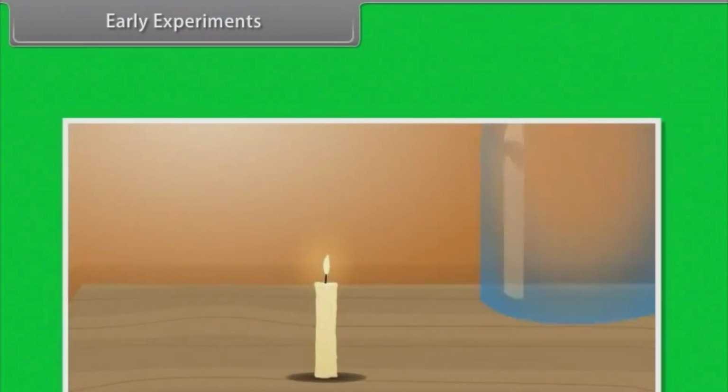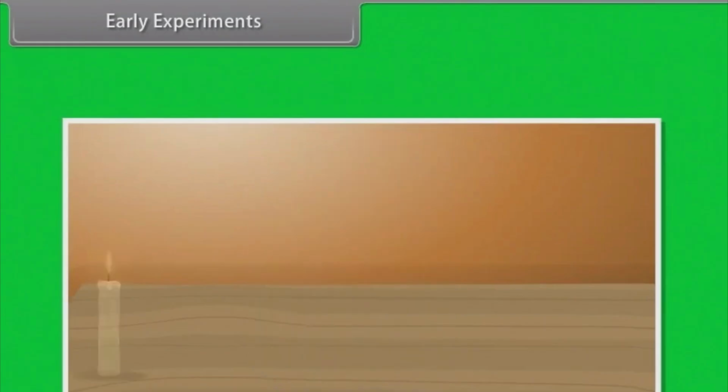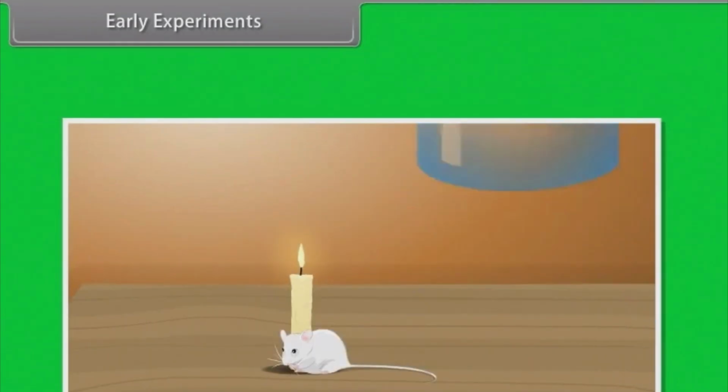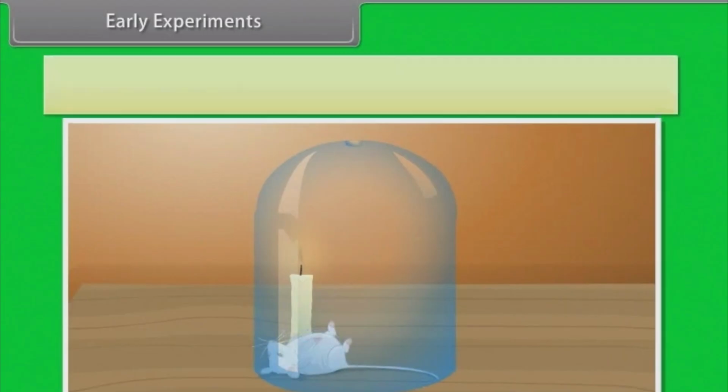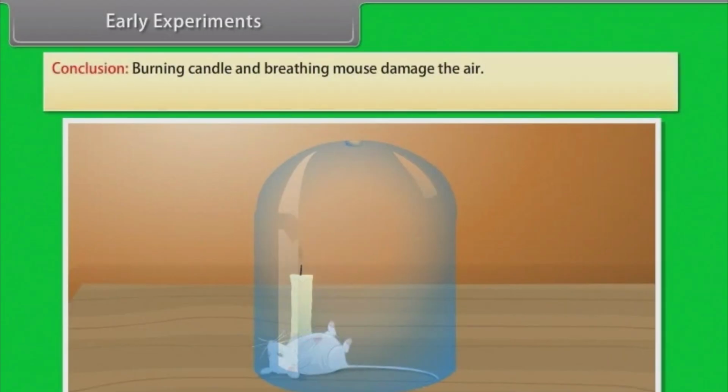Early experiments. Priestley experiment. First he places a candle in a closed jar and it gets extinguished. After that, he placed a mouse in the bell jar and the mouse also gets suffocated. He concluded that burning candle and breathing mouse damage the air.